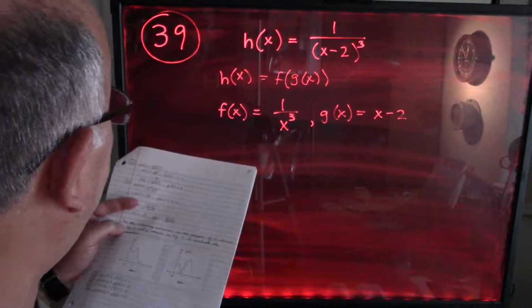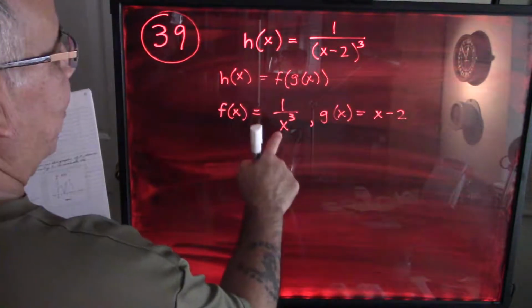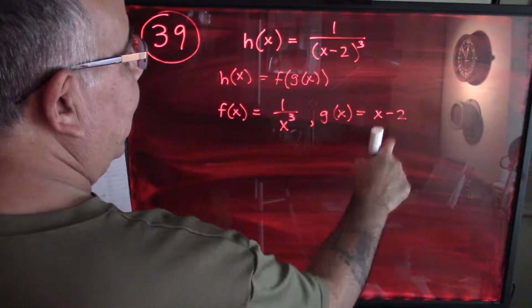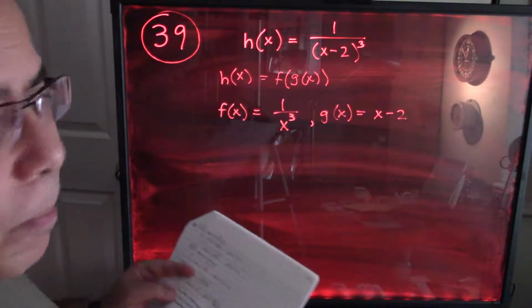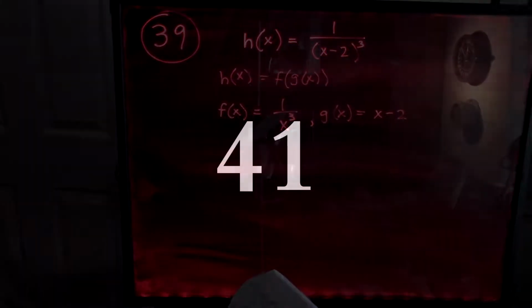Can you think of another way right off the bat? How about 1 over x and the quantity x minus 2 cubed? That would work too. And number 41, we have h of x is the square root of 2x minus 1 over 3x plus 4.